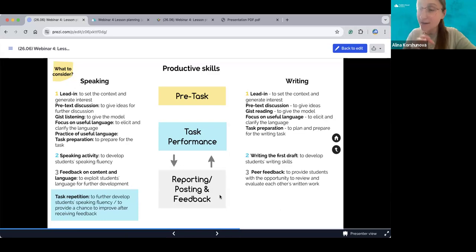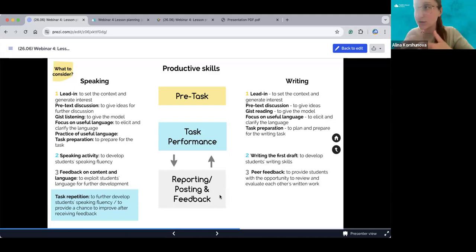implement either self-correction or peer correction. So you might give your students a checklist that they will use in order to check their own text or to check the text of their classmate. So you would give them a chance to give feedback to each other. You can also join if you have enough time.